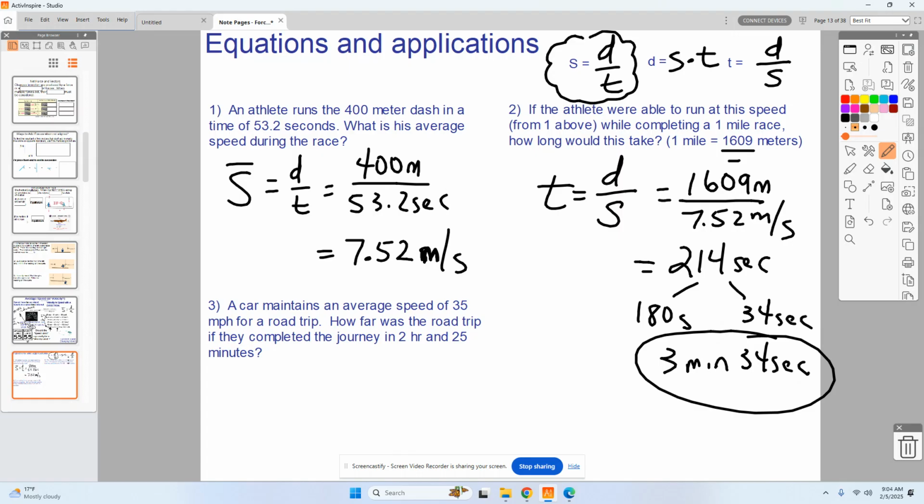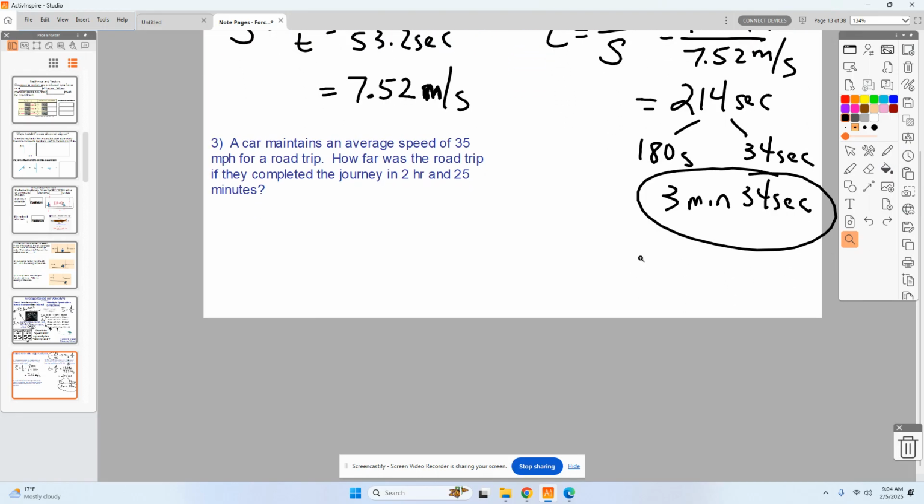Last question. A car maintains an average speed of 35 miles per hour for a road trip. Your speed is constantly changing on a road trip. Sometimes you're traveling really fast, sometimes you're stopped. Let's get an average speed of 35 miles per hour. What would be the distance of that road trip if it took them 2 hours and 25 minutes to do that course?